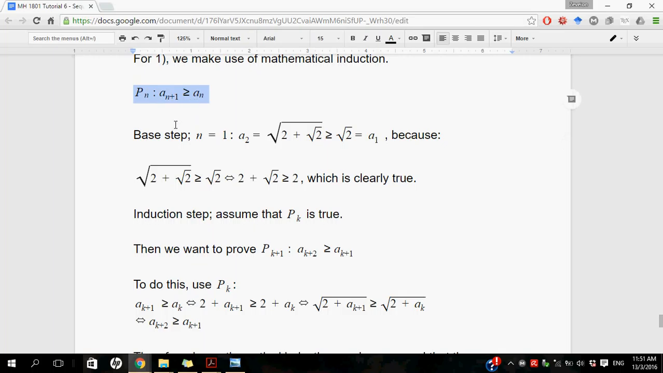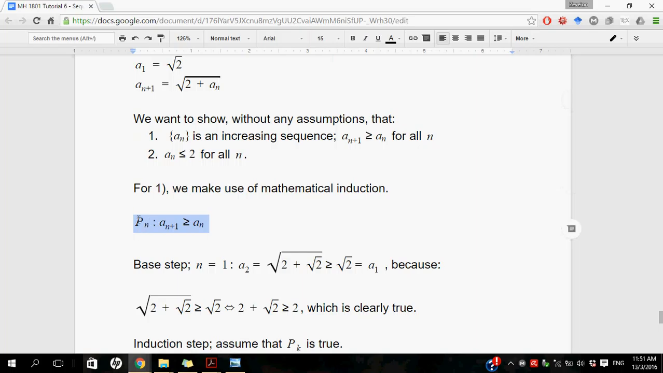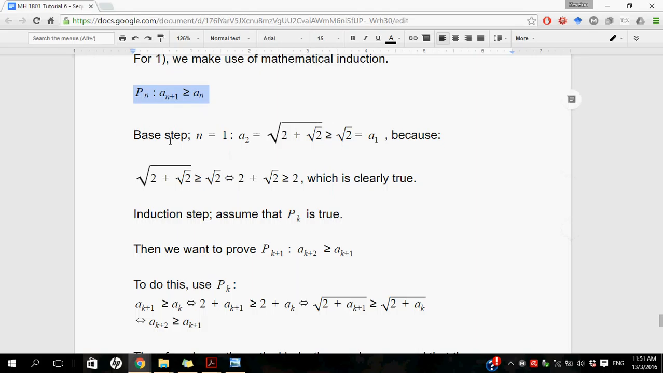In this case, for part 1, we would like to have this statement to be shown true. Pn is that a(n+1) should be greater than or equal to an, which is what we have to show for the sequence to be increasing. So we take a look at the base step, where we will have to start from n equals 1. Substituting it here would mean we need to show that a2 is greater than or equal to a1. So we need to prove this inequality.